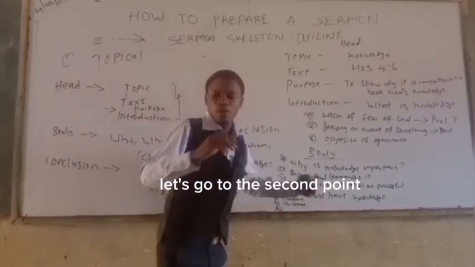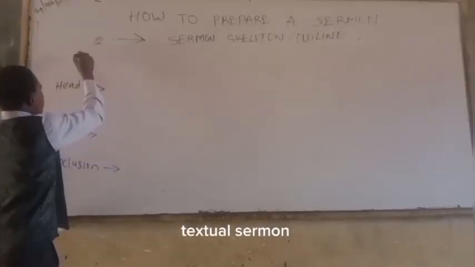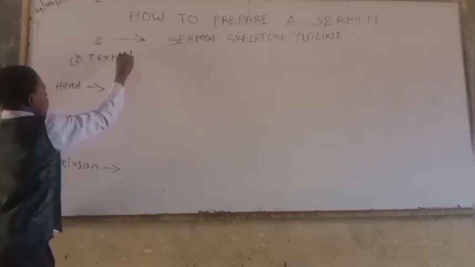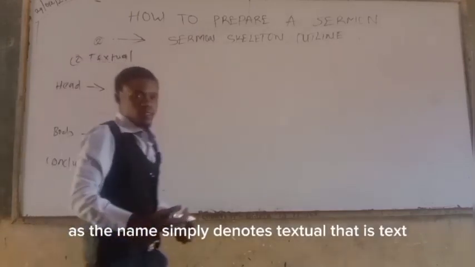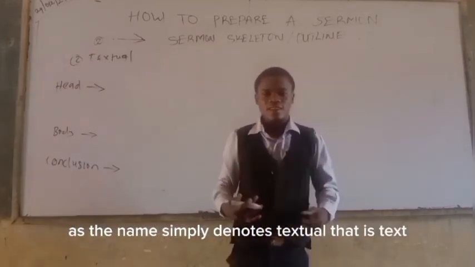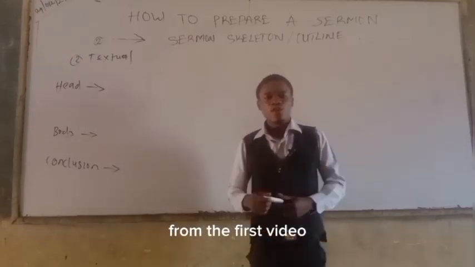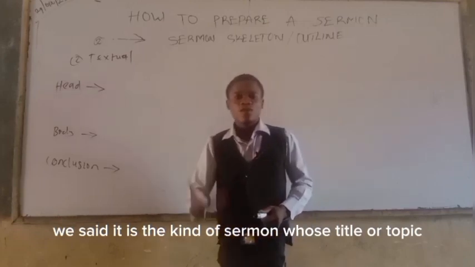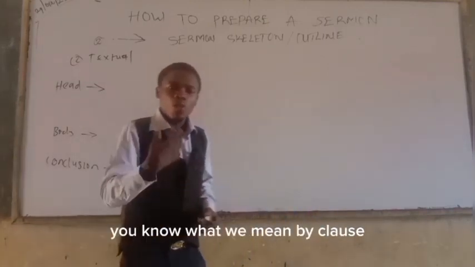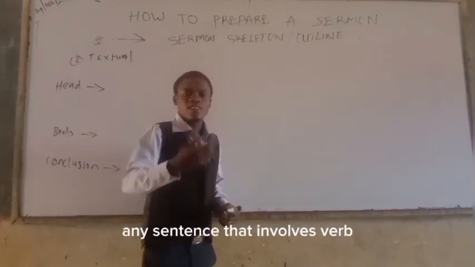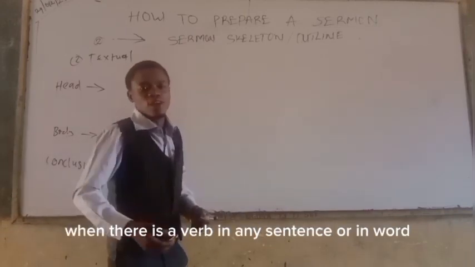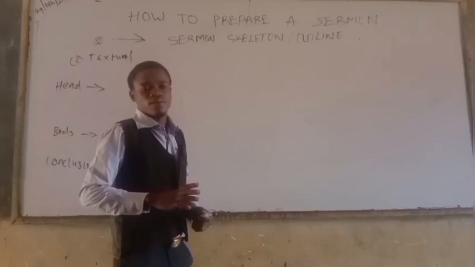Let's go to the second point. Textual sermon. Textual, as the name simply denotes, that is text. From the first video, we said it is the kind of sermon whose title or topics come in form of clauses. You know what we mean by clause? Any sentence that involves a verb. When there is a verb in any sentence or in a word, that is a clause.